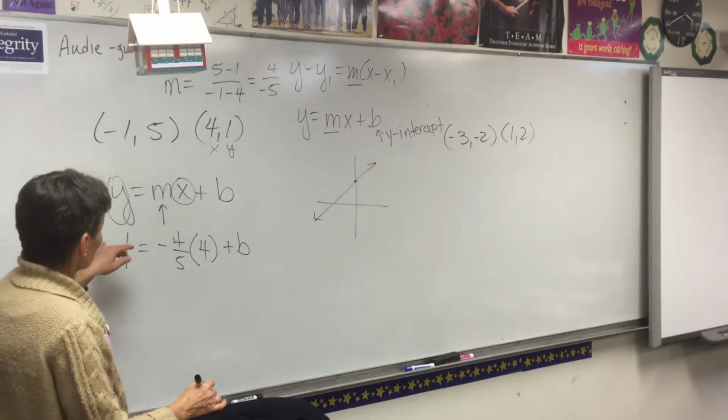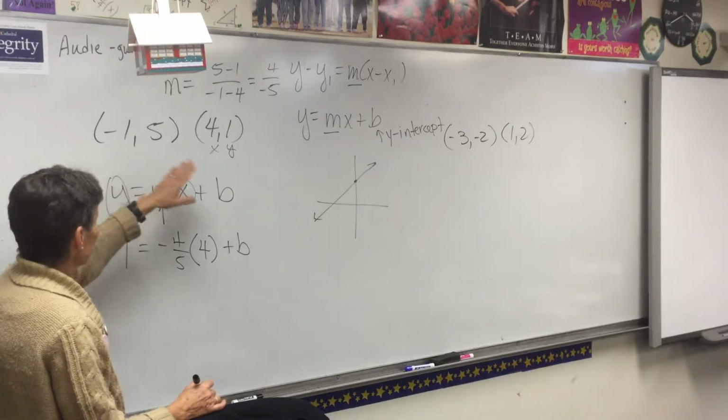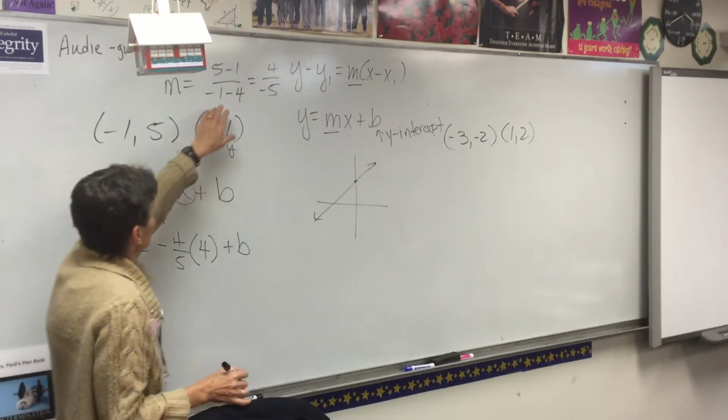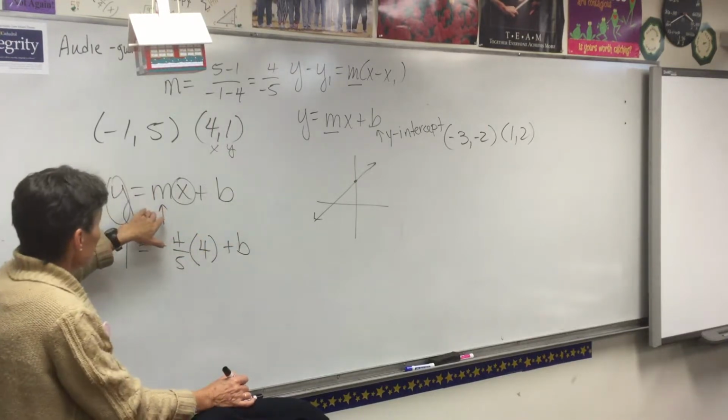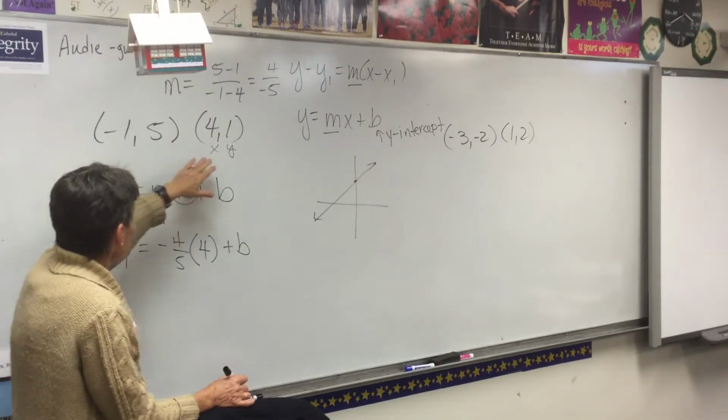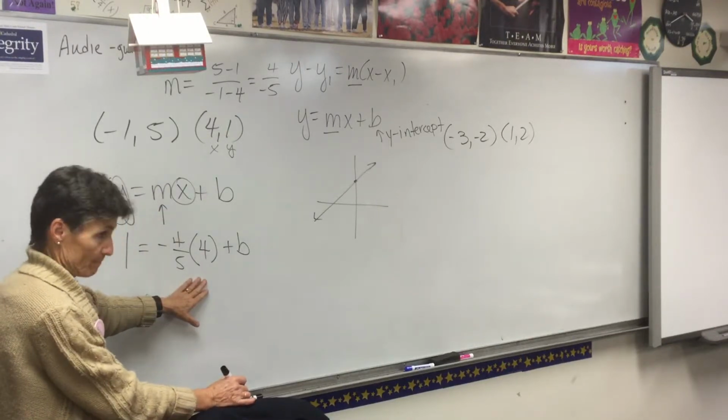Wait, where'd you use the slope? You use either point, right? Okay, so where'd you use the slope? You already used the slope. I had to figure out the slope. Right. And I plug that in for m. Then I pick one of my points and plug that in for x and y.